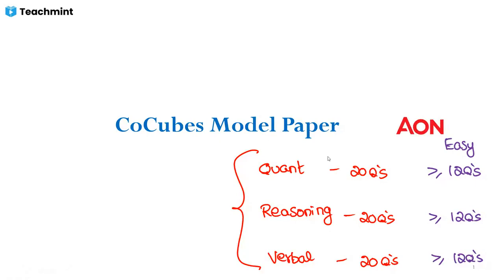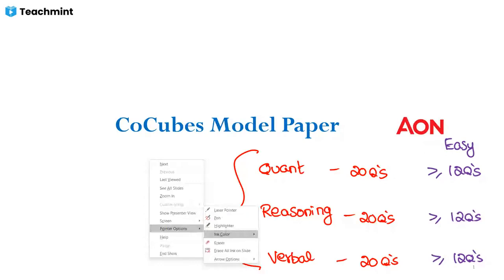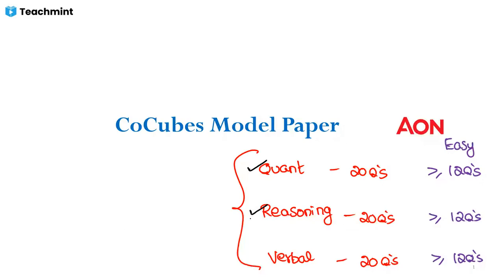Now we'll see recent CoCubes model questions we are going to discuss. What type of questions they're asking in quant and reasoning. We are sharing some PDFs already in your groups. You can check, and if it is not there, just drop a message in the group. I'll share those PDFs again related to quant, reasoning and verbal previous questions. You can work on it. Mock test papers are also there, you can work on them.